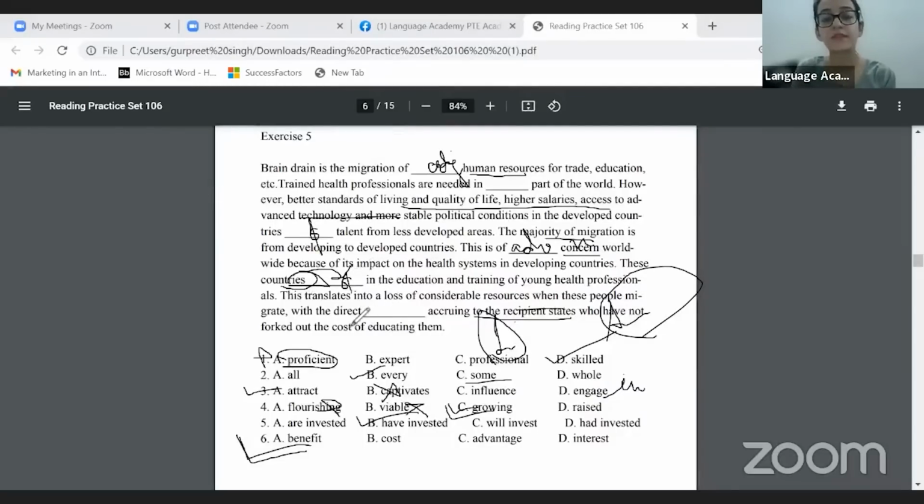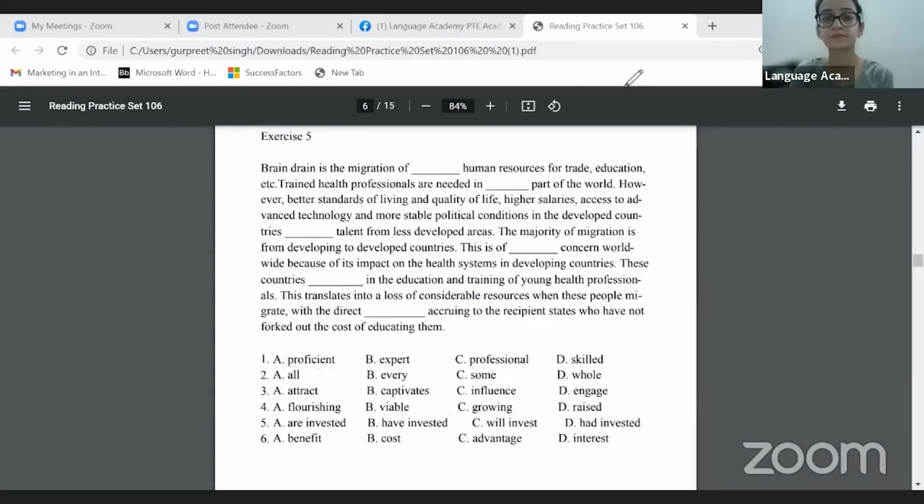And the last one, when educated people go to a different country, that recipient country gets the benefit. Benefit is more academic than advantage. I hope it's clear, advantage and benefit, everybody. Any other confusions in this question? If the noun is plural, with the verb we don't put s. And vice versa.